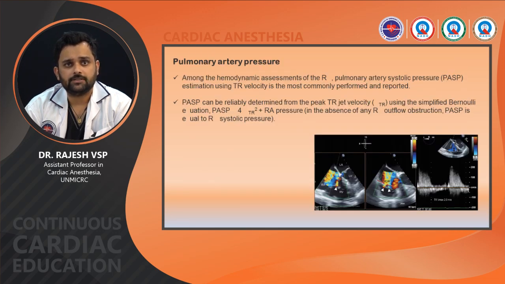Coming to the pulmonary artery pressures, among the hemodynamic assessments of the RV, pulmonary artery systolic pressure estimation using TR velocity is the most commonly performed and reported. PASP can be reliably determined from the peak TR jet velocity using the simplified Bernoulli's equation. That is, 4 times the velocity of the tricuspid jet squared, when added to the RA pressure, indicates PASP. And if there is no RV outflow obstruction, PASP is correlated well with RV systolic pressures.